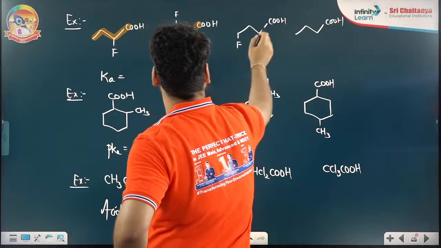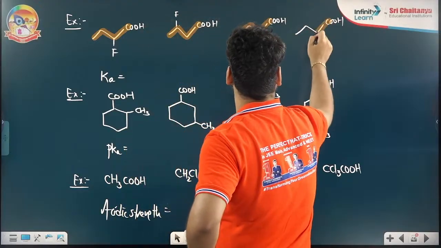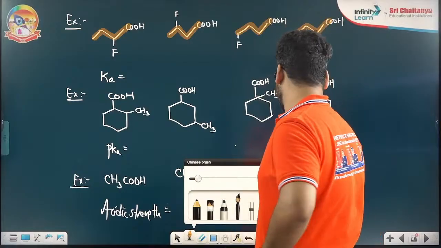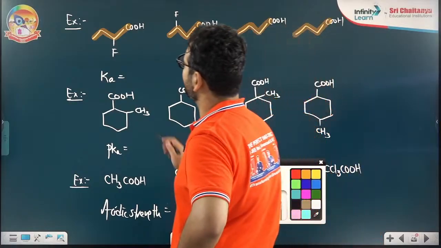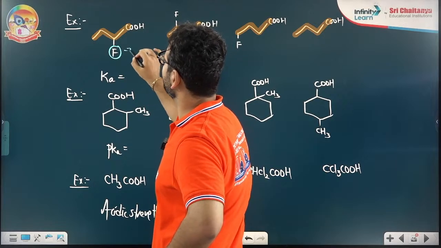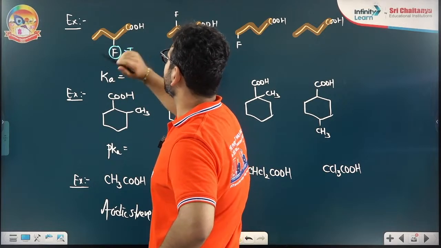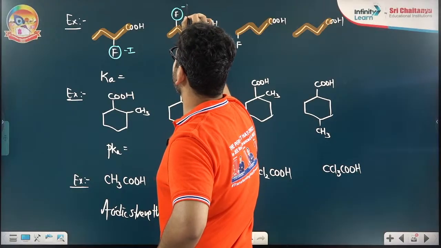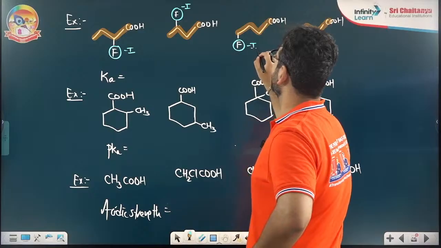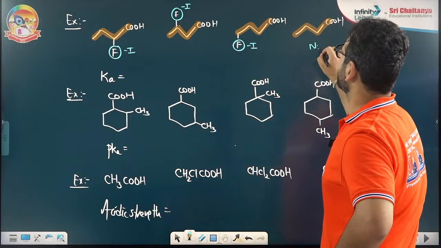Butanoic acid, in all of them. What is different in all these compounds is the position of fluorine. Here this is fluorine, which is a -I group, attached on the second carbon. This is fluorine attached on the third carbon. This is fluorine attached on the fourth carbon, and here there is no inductive effect.